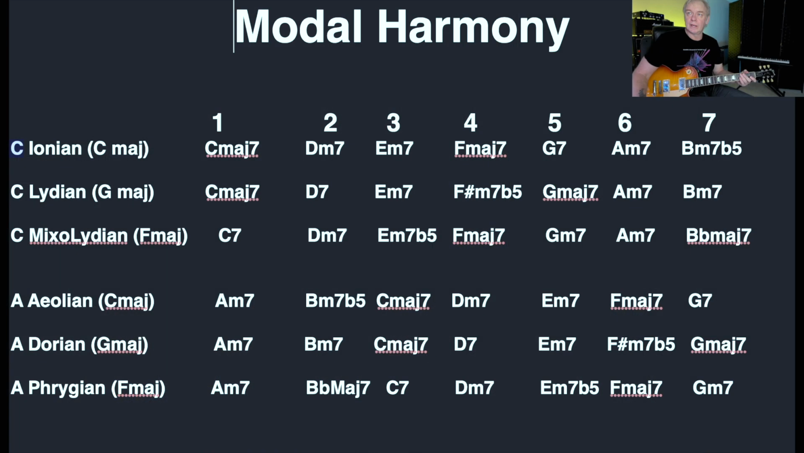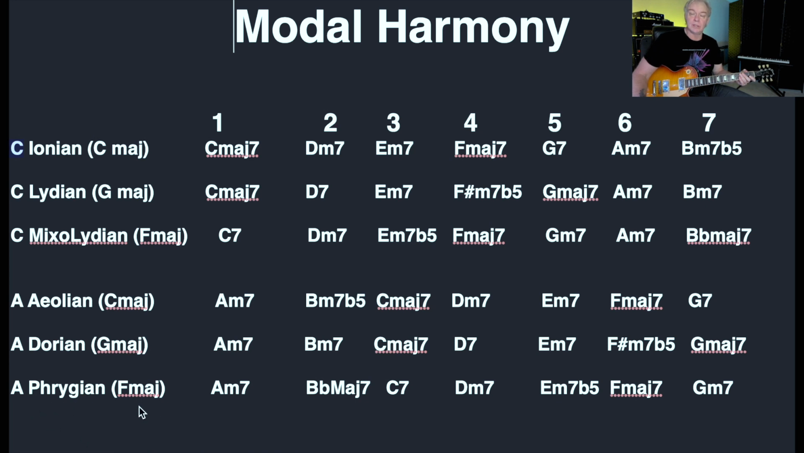Okay, so the last minor mode that we have is the Phrygian mode. Probably not as common as these other modes. The Aeolian mode or the natural minor scale and the Dorian mode are definitely the most common. But there is the Phrygian mode, and we might run into that from time to time. So let's jump over to our little diagram here and take a look at A Phrygian.